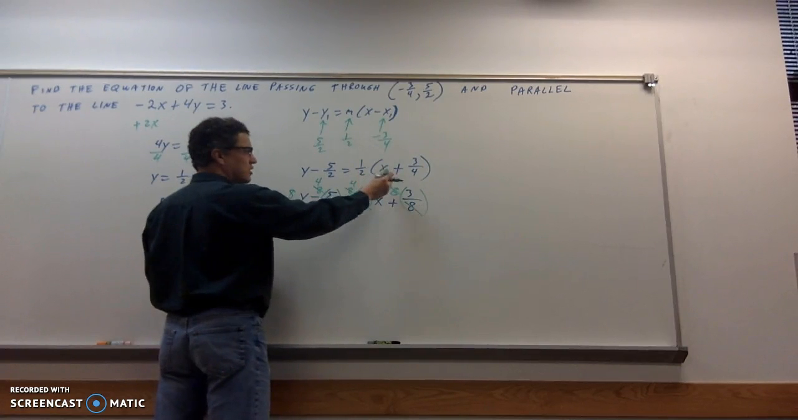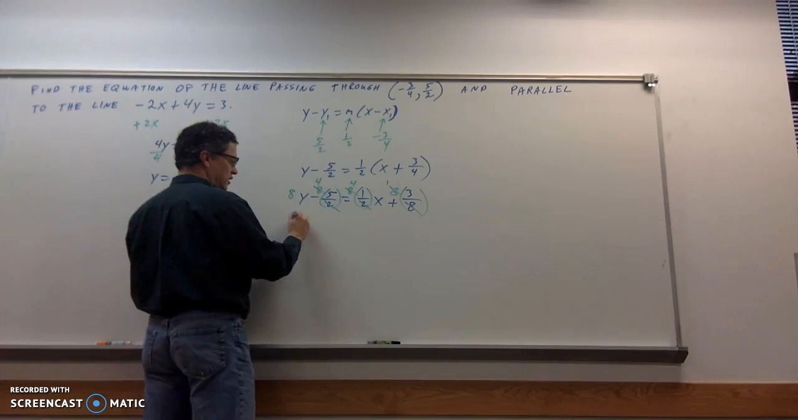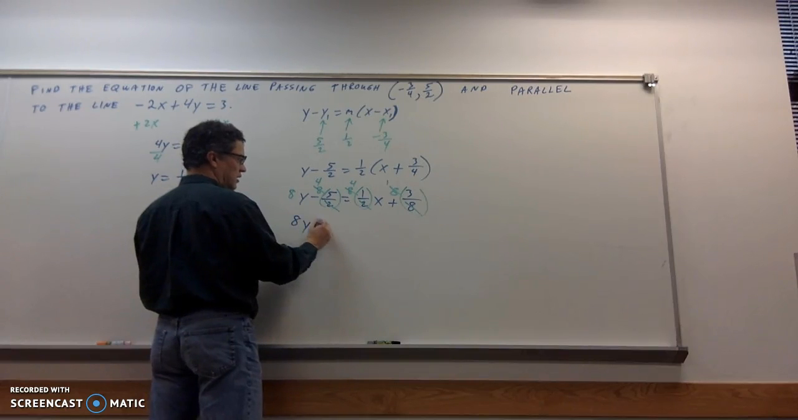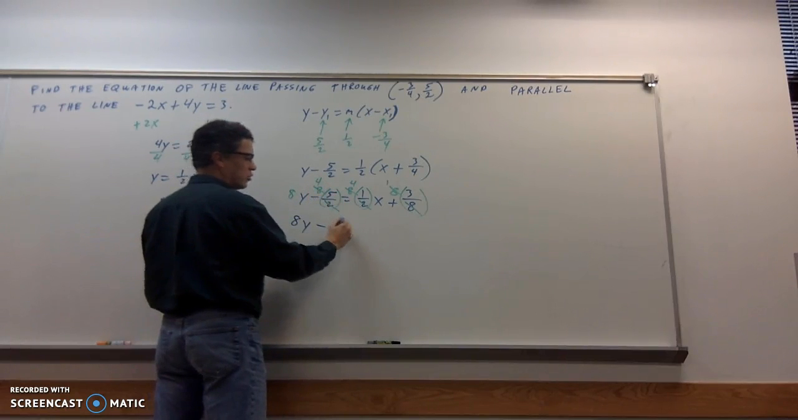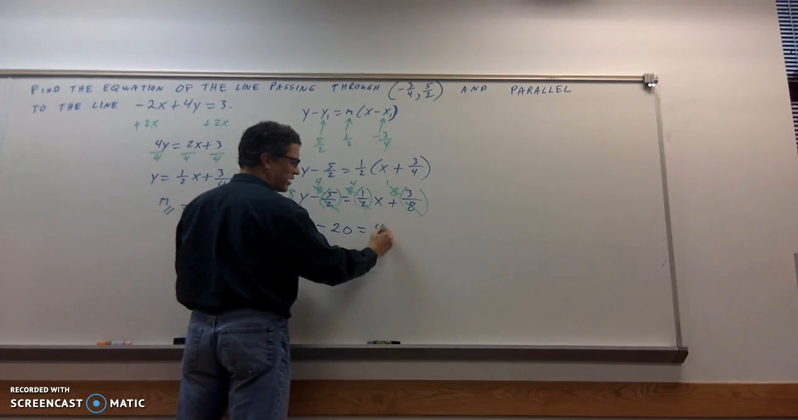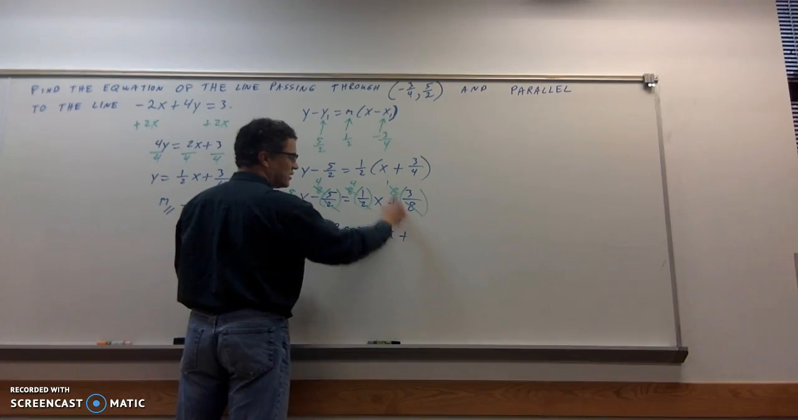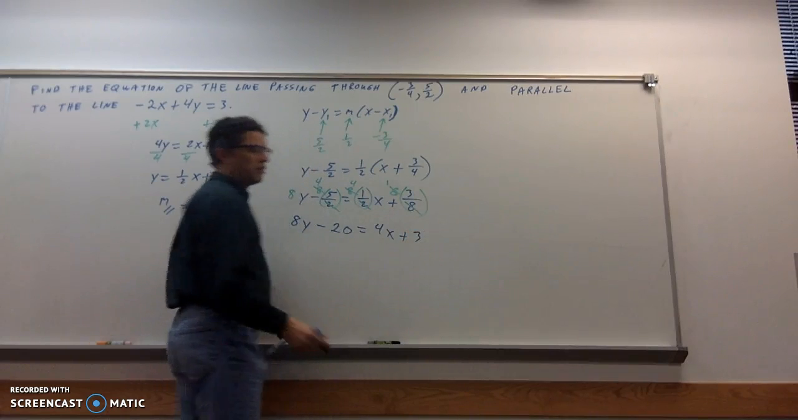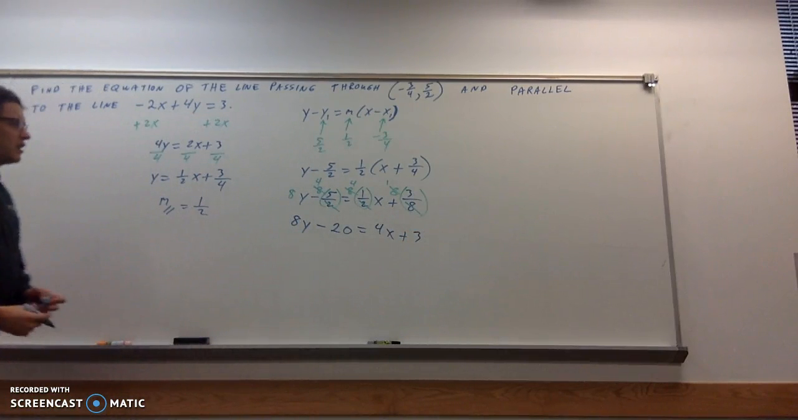Okay, 2 goes into 8 4 times, this 2 goes into 8 4 times, and 8 goes into 8 once. So we're looking at 8y minus 4 times 5, which is 20, equals 4 times 1 times x, which is 4x, plus 1 times 3, which is 3. Fraction no more, that's what I wanted.